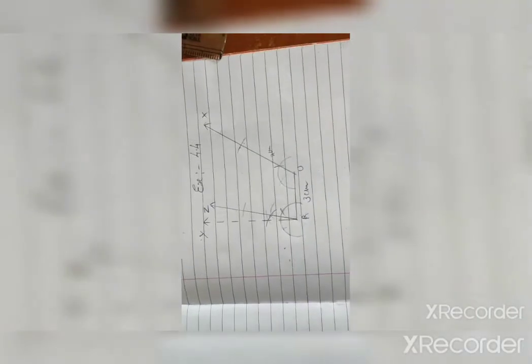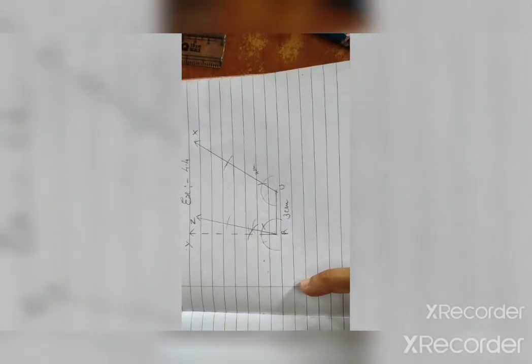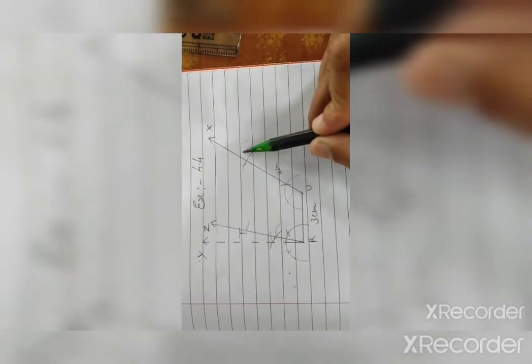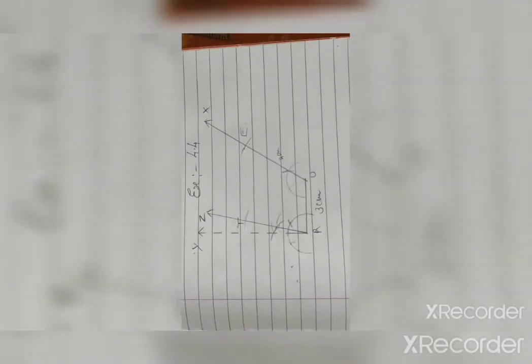The quadrilateral name is TRUE. And here, taking 3.5 centimeter radius, now at the end it's 4 centimeter and 3.5 centimeter. Now we will join this to this. After joining points T and E, you got the required quadrilateral TRUE.